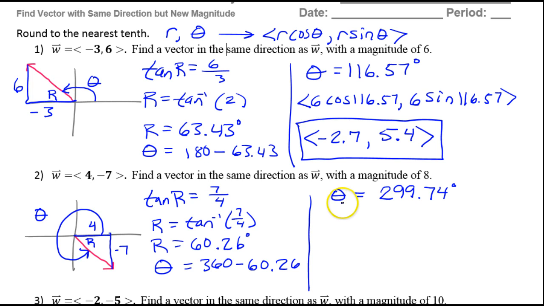So we want a new vector that has the same direction but with a magnitude of 8. So again, we can find this vector by doing r cosine theta, r sine theta, where r is the magnitude that we want of 8 and theta is the direction that we want, 299.74. So here we go, 8 cosine 299.74 and 8 sine 299.74. And just put that in your calculator.